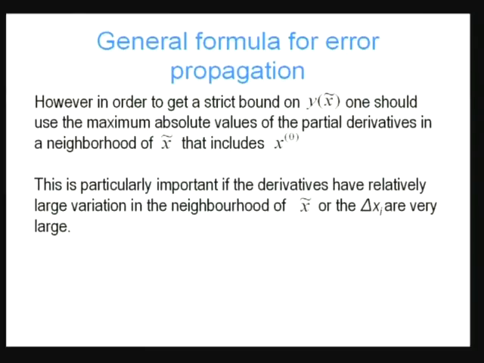This is important particularly when the derivatives are varying significantly. There is significant variation in the derivatives. So, it is important that in order to obtain a proper upper bound, we take the maximum value of the partial derivative in a neighborhood of x tilde.